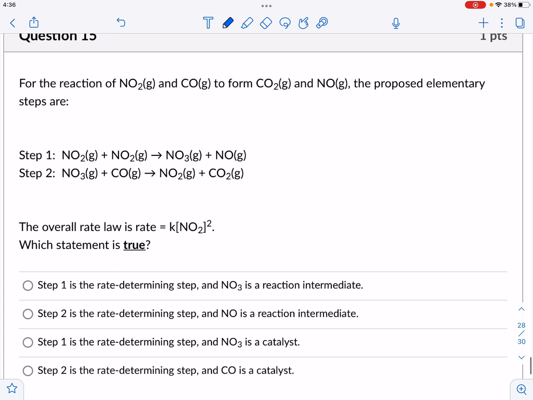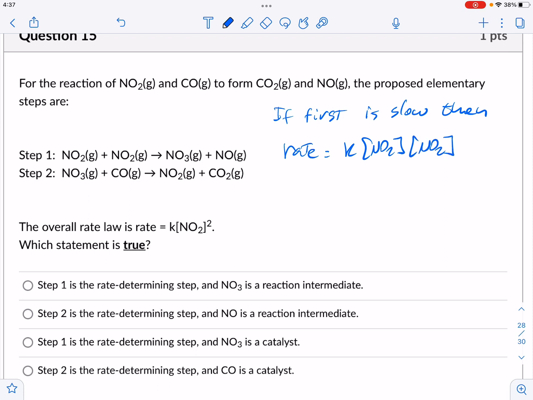In this reaction, we have 2 steps. The overall rate is k[NO2] squared. Okay, which statement is true? Well, if it's k[NO2] squared, one thing you can do here is assume the easiest thing, that the first step is slow. If the first is slow, then the rate will be equal to k times the concentration of NO2 times the concentration of NO2, but they are the same, right? So this is equal to k[NO2] squared, which is pretty much what we have here.